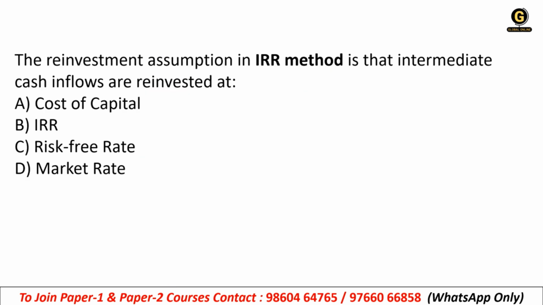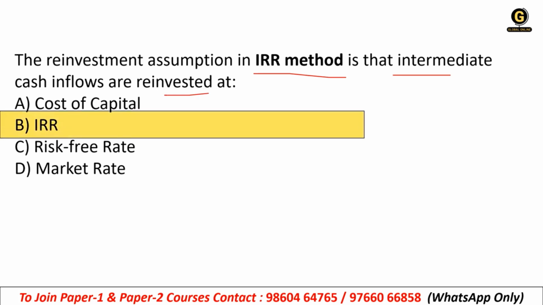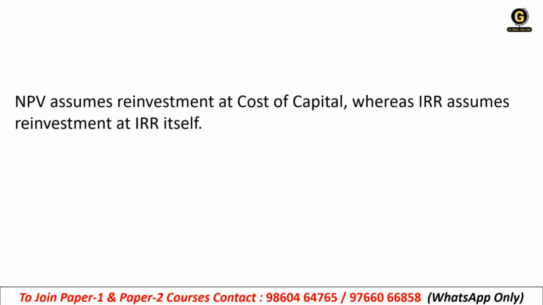Next question. The reinvestment assumption in the IRR method is that intermediate cash inflows are reinvested at cost of capital, IRR, risk-free rate, or market rate. It is the IRR. NPV assumes reinvestment at the cost of capital, whereas IRR assumes reinvestment at IRR itself.